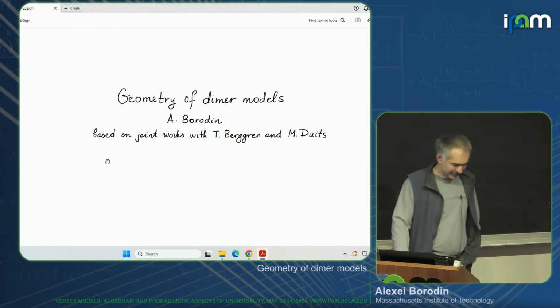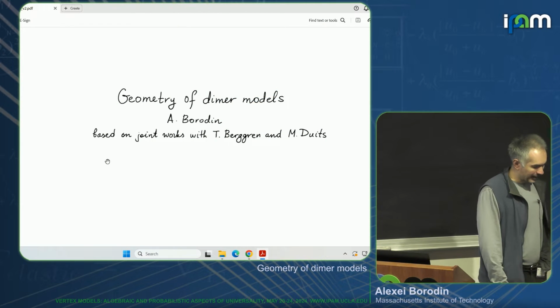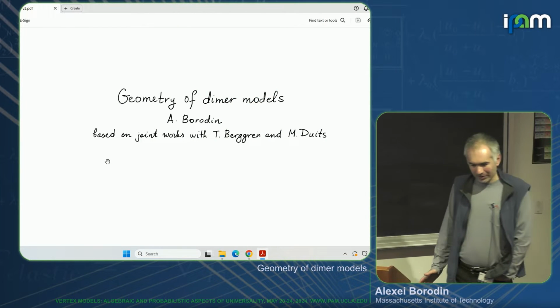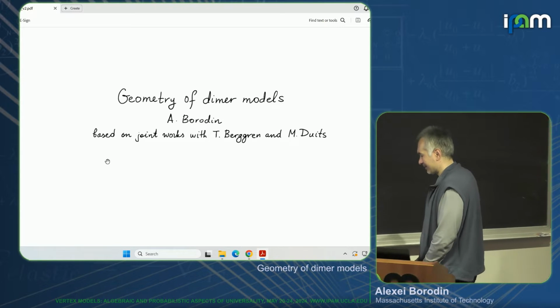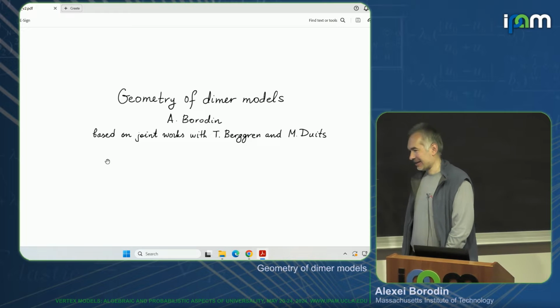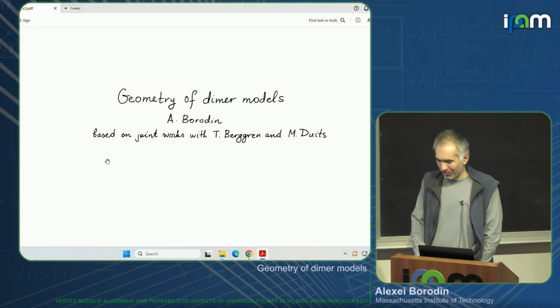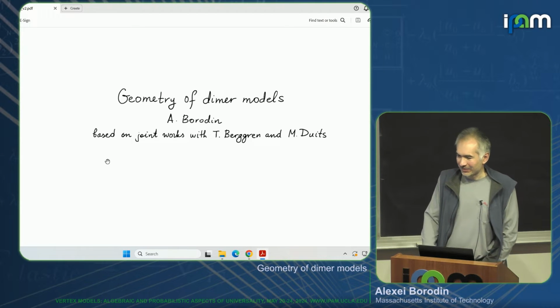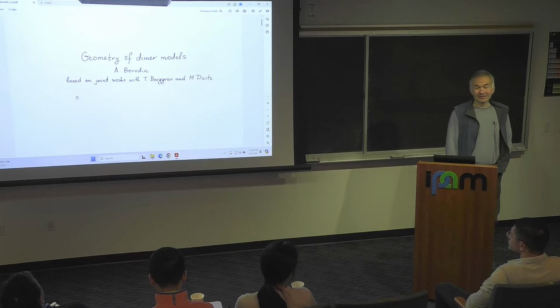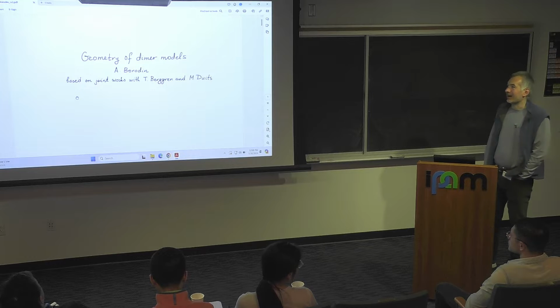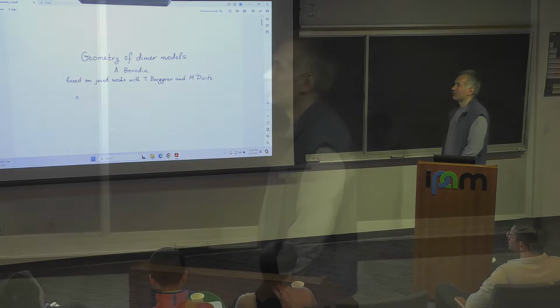Right, so this workshop is on vertex models, right? And I am not going to talk about vertex models per se. And there is a mathematical and a non-mathematical reason for that. So the mathematical reason is that I wish I could talk about vertex models and show you something similar.